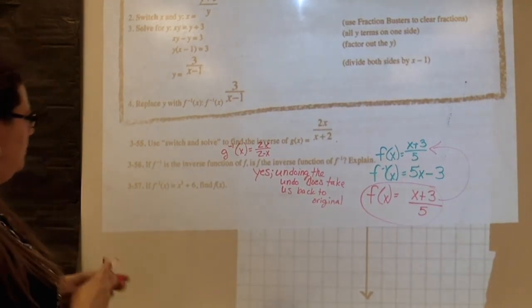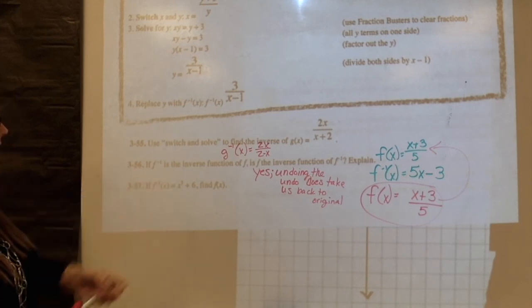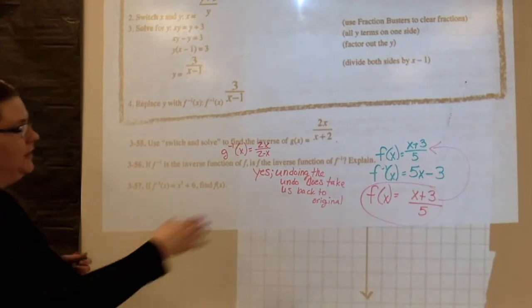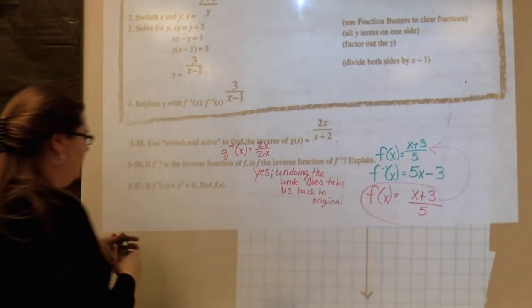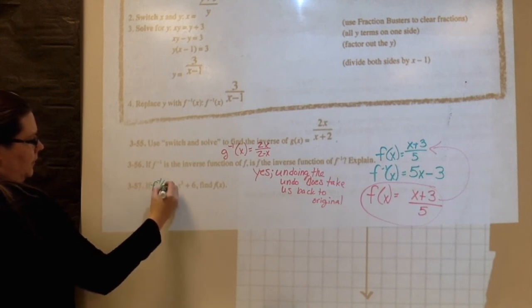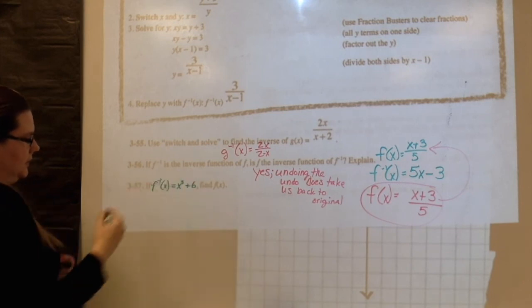So we have one more example here. This says if the inverse of f of x is x cubed plus 6, then find f of x. So let's undo the inverse just like we did there. The original equation here is the inverse of f of x equals x cubed plus 6. So let's undo it.